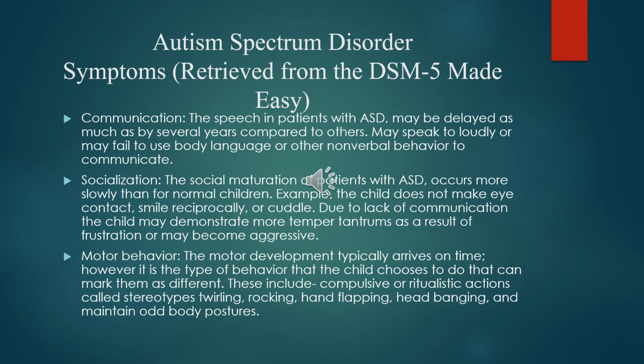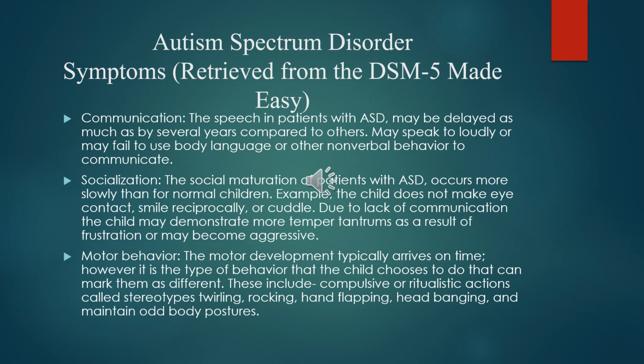Communication. The speech in patients with ASD may be delayed as much as by several years compared to others. The patient may speak loudly or may fail to use body language and or understand other nonverbal behavior in order to communicate. Next, socialization. The social maturation of patients with ASD occurs more slowly than the normal child. For example, the child may not make eye contact, may not smile when the parent smiles, or may not cuddle.